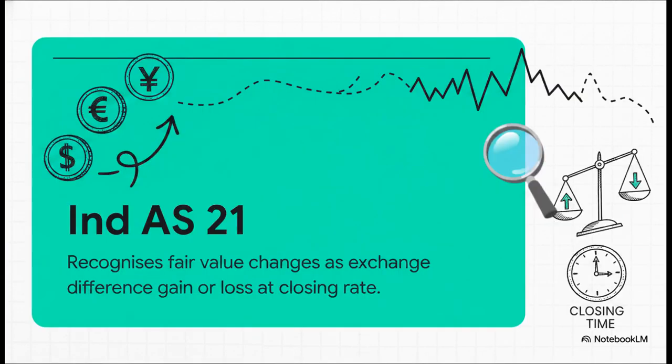But wait, how exactly do we find that fair value change for the payable? To do that, we rely strictly on IndAS 21, the effects of changes in foreign exchange rates. This specific standard dictates that changes in the fair value of a trade payable relating to currency risk must be recognized as an exchange gain or loss by translating the payable at the closing rate. That closing rate translation becomes your absolute benchmark for the hedged item's fair value change.